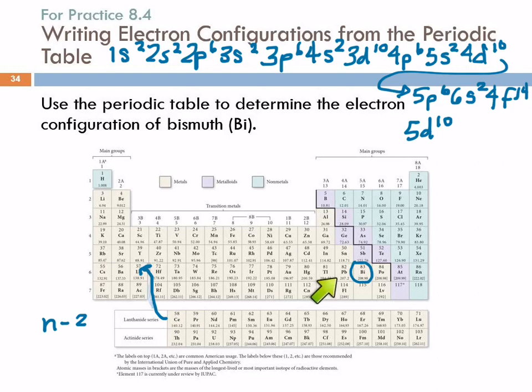And then how many 6p's do we have? 1, 2, 3. 6p3. Any questions? Read it off the periodic table.